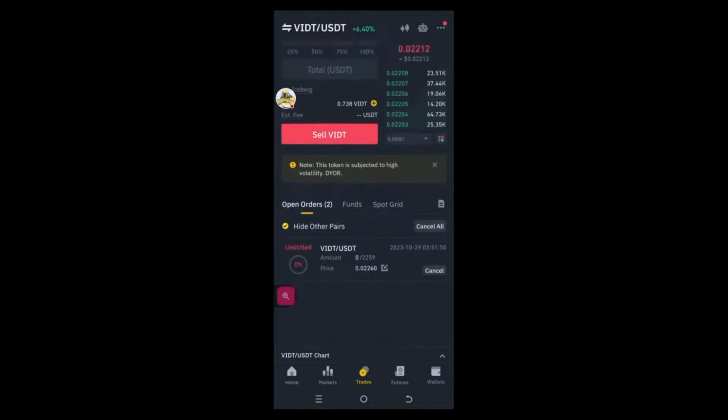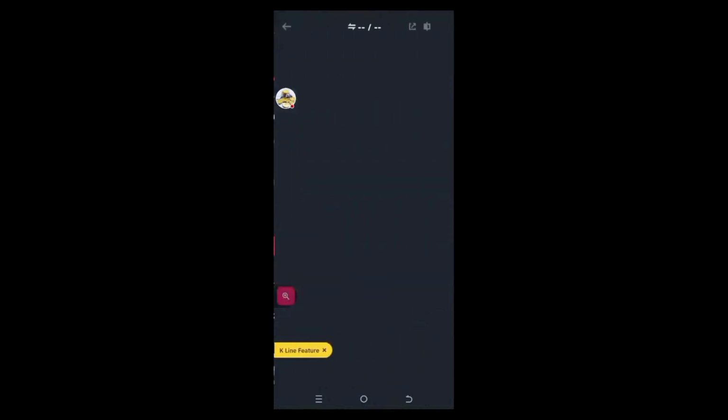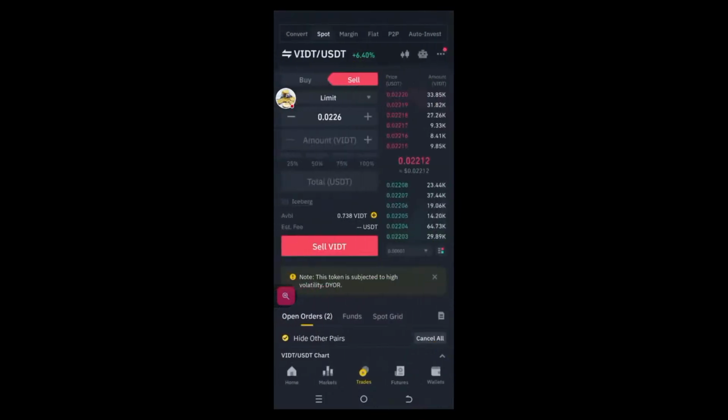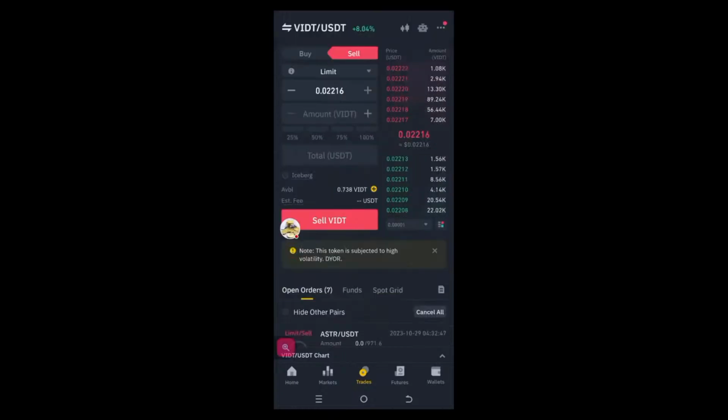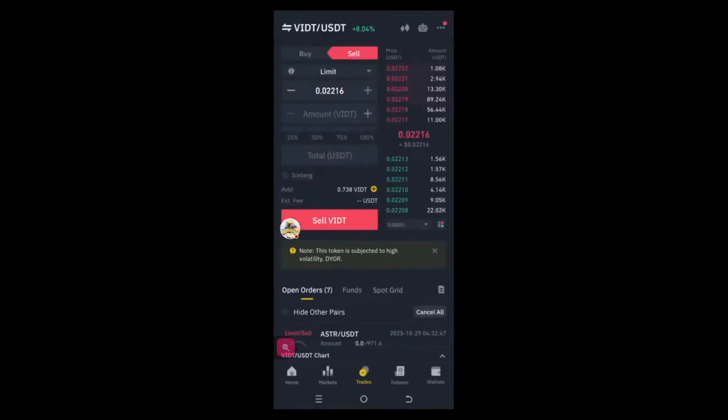So it's currently in the queue. VIDT is currently in the queue. All right, let's check the charts one more time. Looks like it's gonna go. It looks like it's gonna go, right? So we wait for it. All right. I hope it's going up. Well, it's having a little pullback, but it will soon go up.